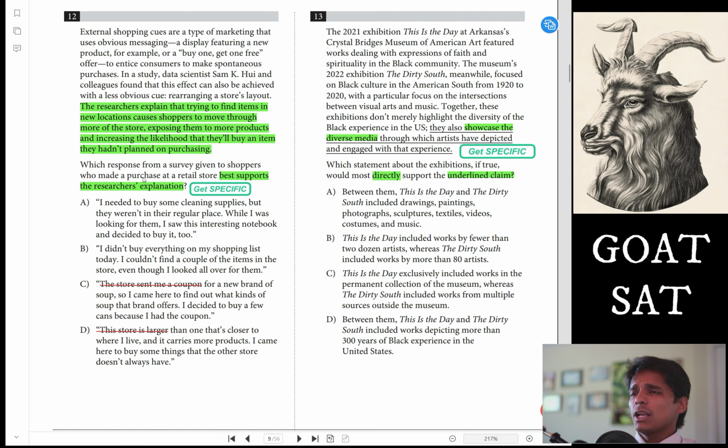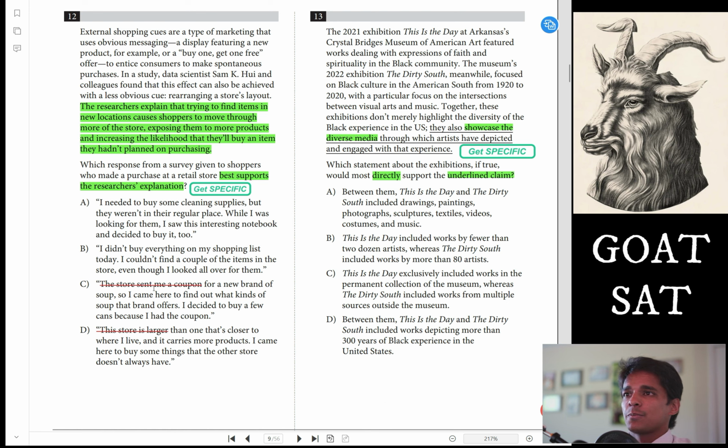When it says response or quote or statement, it's essentially the same thing as "if assumed to be true, which of these statements supports the hypothesis or claim." So once you understand that this is just a hypothesis or claim question, go look at the hypothesis and get super specific. The researchers explain, explanation, same thing, conclusion. The point is that we need to find what their exact claim was, and the answer has to be centered around that. So their exact claim is that shoppers go through the store and then that increases their likelihood of buying something else.